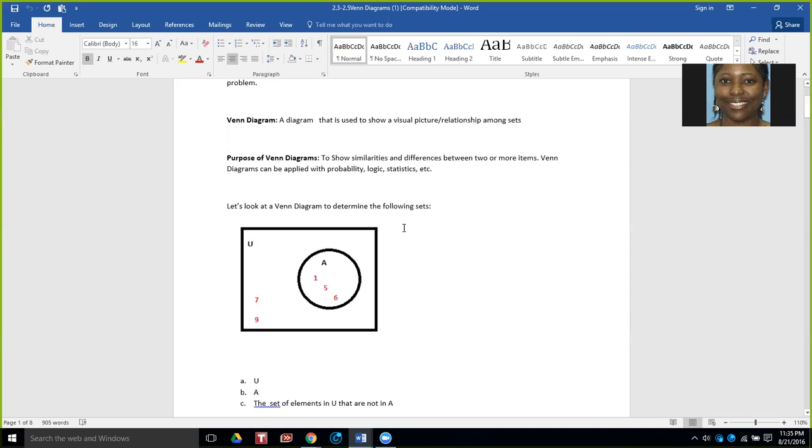If we look at this universal set here, this universal set contains the set A, okay? And if you're not part of set A, but you're part of the universal set, then you're outside of A, but in the universal set.